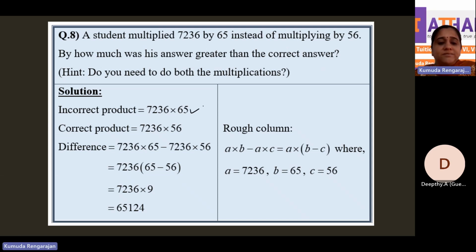Okay, incorrect product, correct product. This we understood. Now the difference, what is the difference? It is this one minus this one. The greater product minus the smaller product. Is it understood? Now look at this rule. There is a rule like this. When you have A into B, this is a product A into B. This is another product.